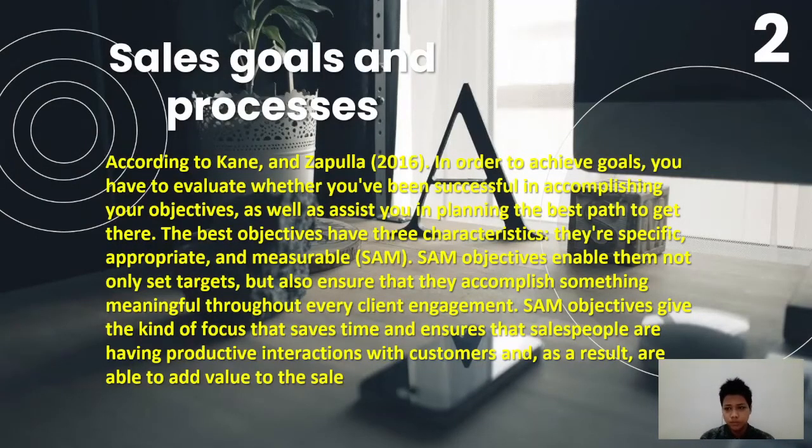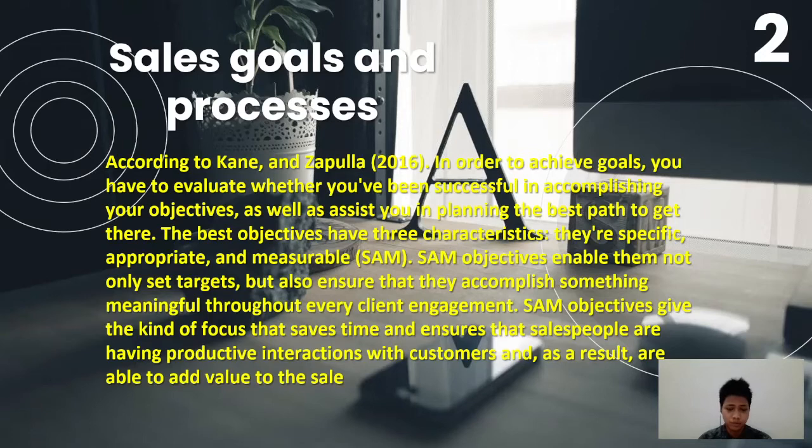And we move on to the second subtopic, which is sales goals and process. According to Kane and Zapula, in order to achieve goals, you have to evaluate whether you've been successful in accomplishing your objectives, as well as plan the best path to get there. The best objectives have 3 characteristics. They are specific, appropriate, and measurable.